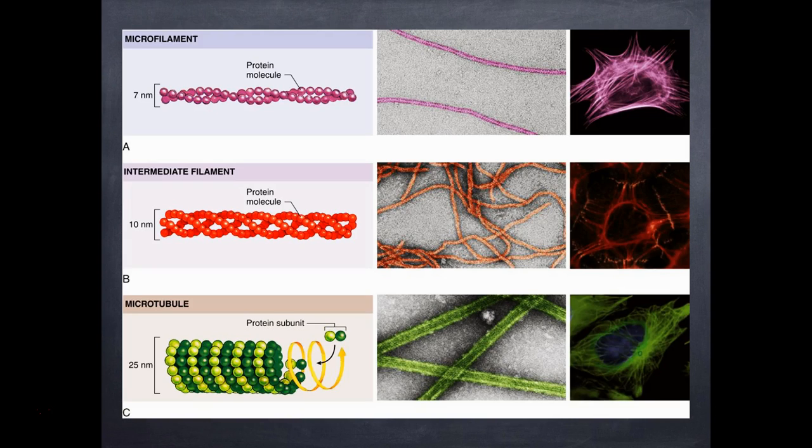There are 3 distinct types of cytoskeletal proteins that each serve specialized functions. Pictured here are the basic structures of microfilaments, intermediate filaments, and microtubules, which are pictured on the right as they are actually observed under a microscope.